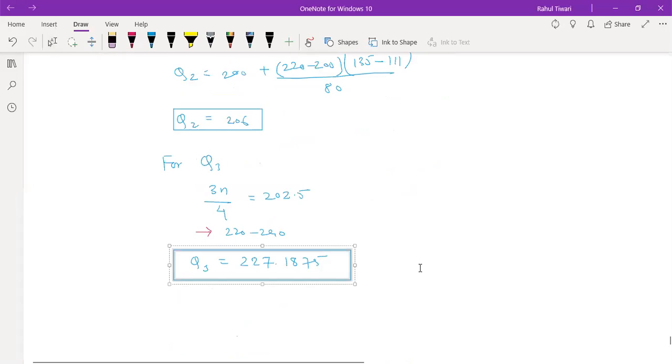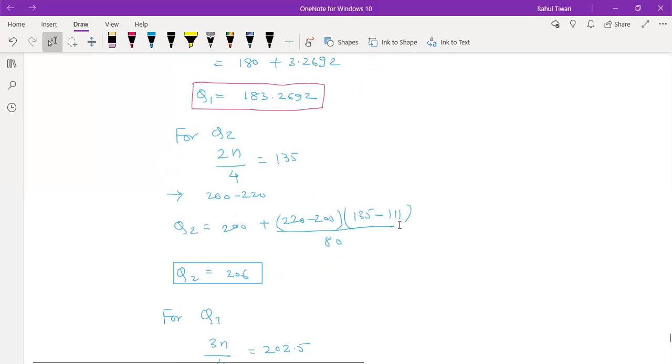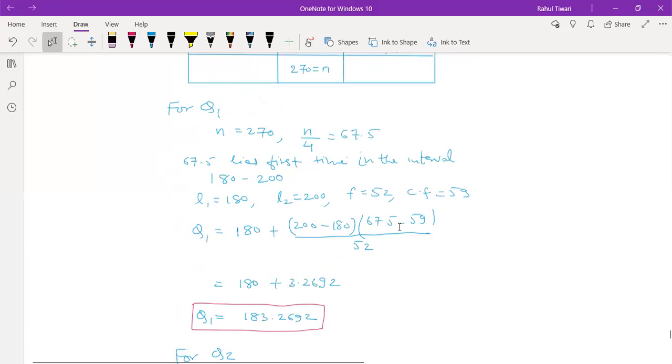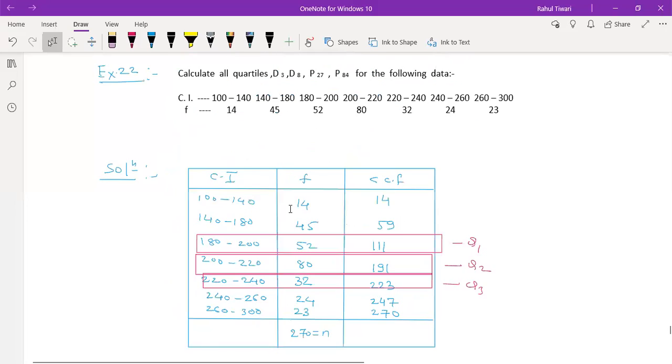Please do the calculation, because I think we have done it thrice and this is the fourth, fifth time, because for the median also we are obtaining the same. Okay. So I'm waiting for others' responses, whether they have done it or not. Then we move ahead to the next part, D3.